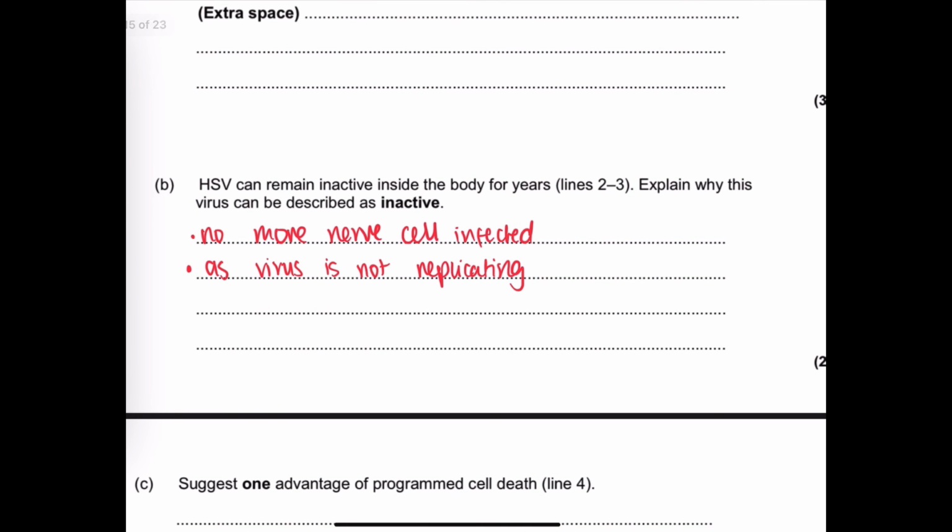B, HSV can remain inactive inside the body for years. Explain why this virus can be described as inactive. This is because there are no more cells being infected while it's inside of you. It's not really affecting anything, and that's because the virus is not replicating. It stays in one place. Once it replicates, then it starts to infect all these other nerve cells, and that's when the symptoms show.